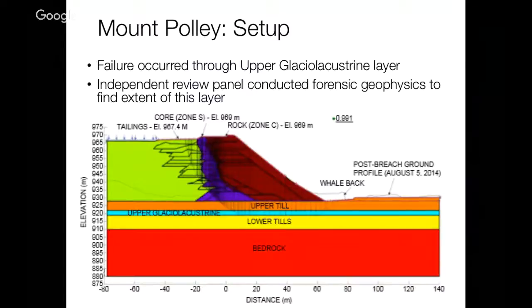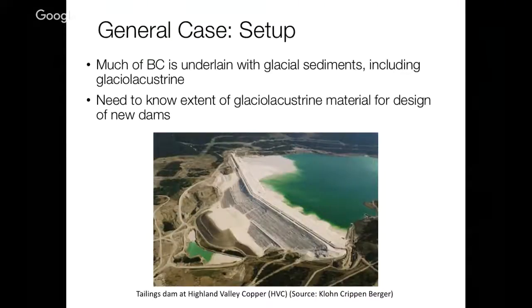We know that a failure occurred at Mount Holly in the glacial lacustrine layer underlying the upper till that was underlying the foundation of the dam. We wanted to see if geophysics could find that glacial lacustrine layer. There was also another independent report after the dam failed that tried to find this same layer. So this is the general case.